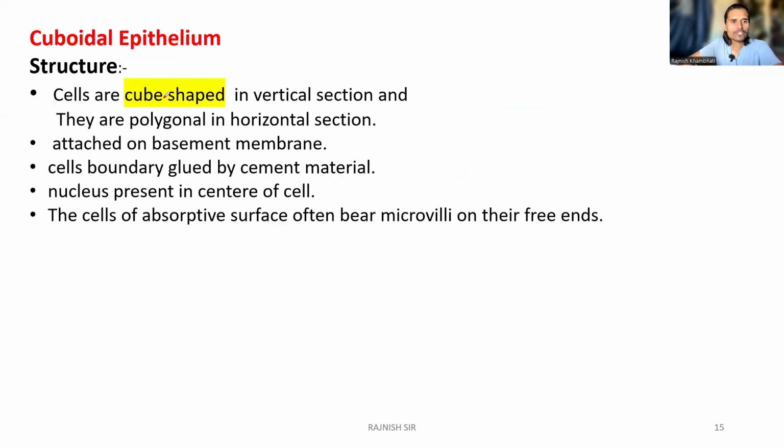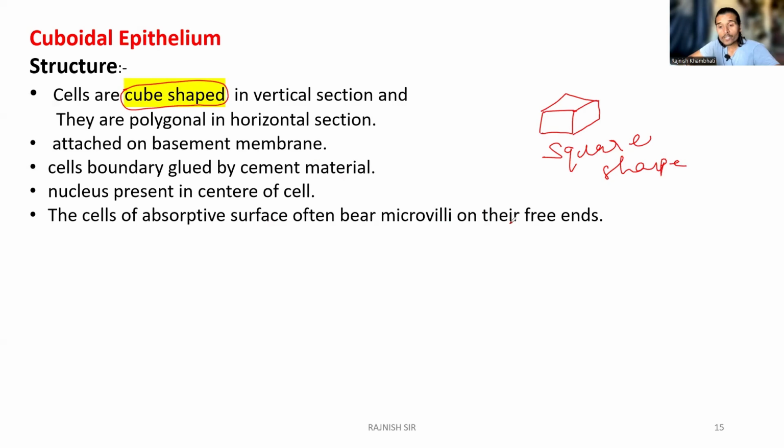Now, cuboidal tissue has cube-shaped cells. Their shape is cube. Cube means square. They look square in shape. Because their shape is square, they are known as cuboidal epithelium. Cells are cube-shaped in vertical section. If I cut it vertically, I can see their shape is cube. But if I look from above, from the horizontal section, I can see the shape is polygonal.